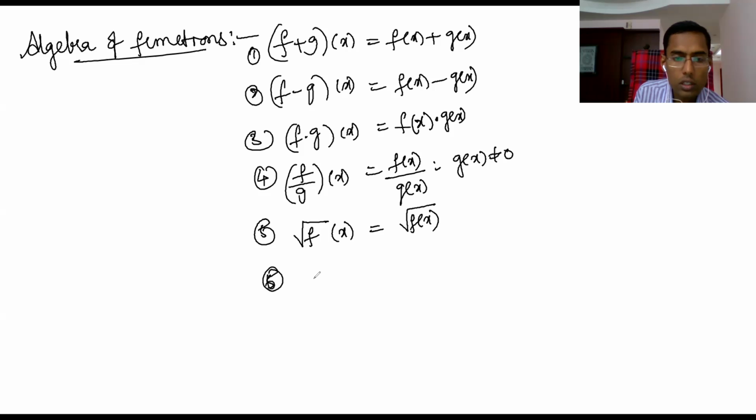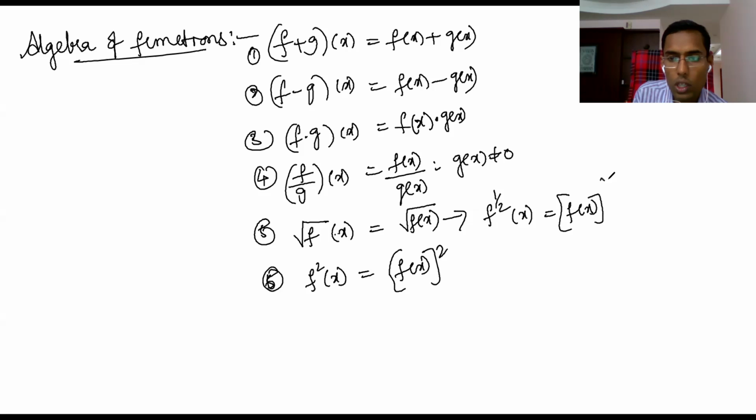Okay, then next is f square of x. In the place of g, if I put one more f, f square of x is f of x whole square. Like this I wrote this also: f to the power of 1 by 2 of x is f of x whole to the power of 1 by 2. You can extend this idea: f to the power of n of x is f of x whole to the power of n.